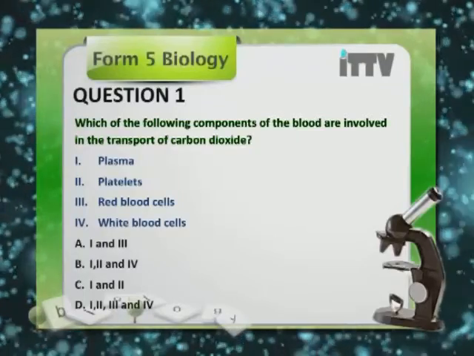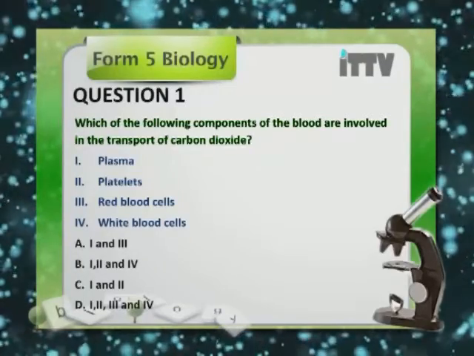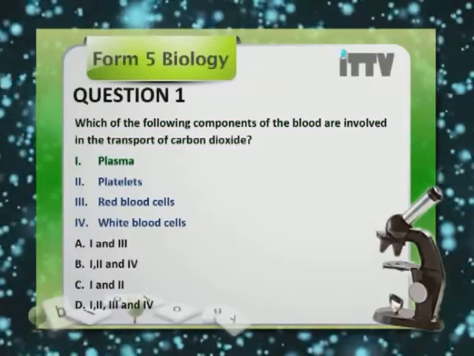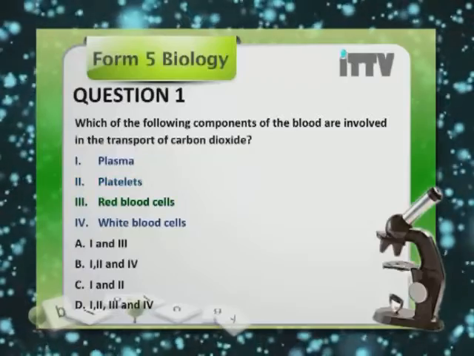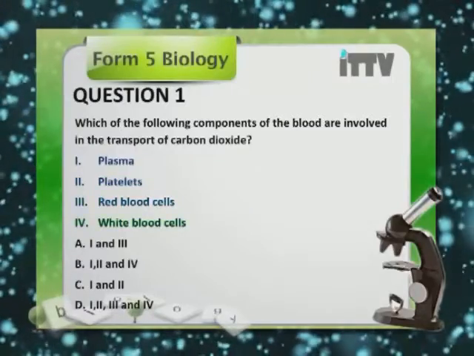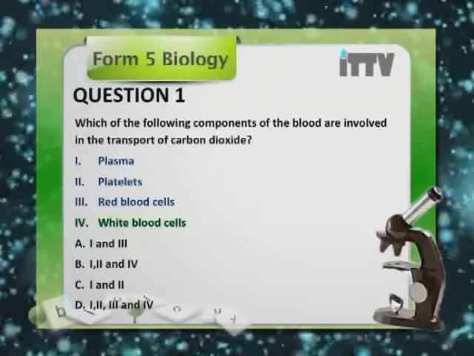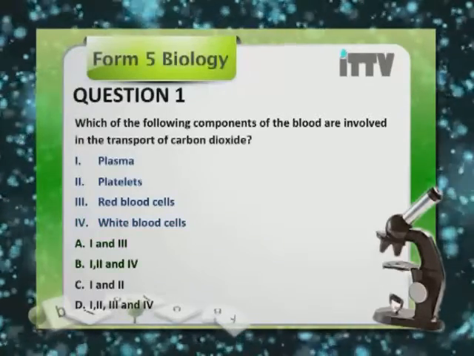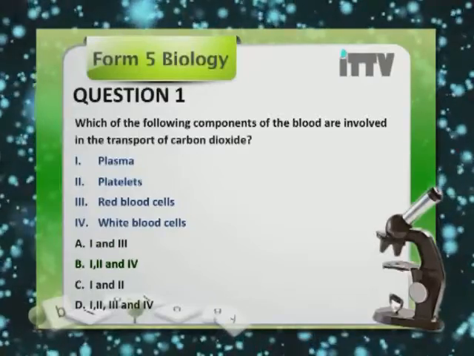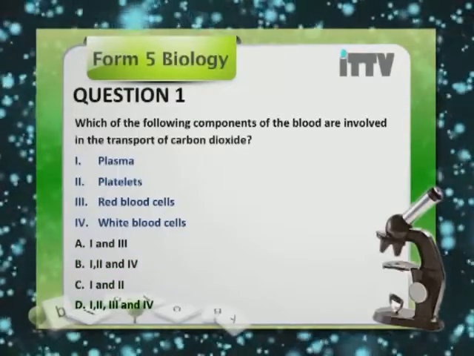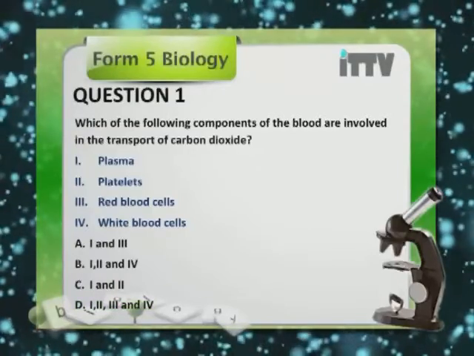Question 1. Which of the following components of the blood are involved in the transport of carbon dioxide? 1. Plasma. 2. Platelets. 3. Red blood cells. And 4. White blood cells. The options are A. 1 and 3. B. 3 and 4. C. 1, 2 and 3. D. 1, 3 and 4. I'll give you all a little time to think it over.